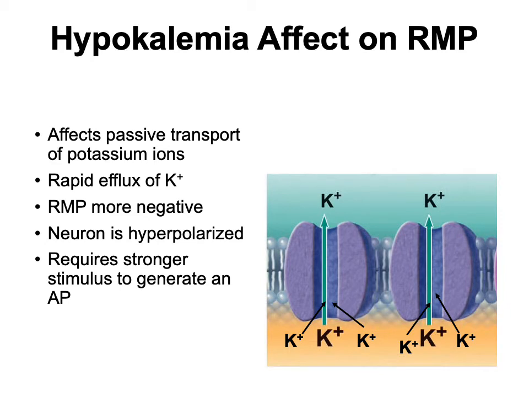Hypokalemia effect on resting membrane potential. This is the opposite situation. This means that there's very little potassium in the extracellular fluid, and so you'll have a lot of efflux. Stuff will move from high concentration to low concentration, so you're going to have a rapid efflux of potassium exiting the cell, which will make it more negative on the inside. This can cause a hyperpolarized state of the neuron, meaning that it's moved further away from zero, and then it will require a much stronger stimulus to generate an action potential.